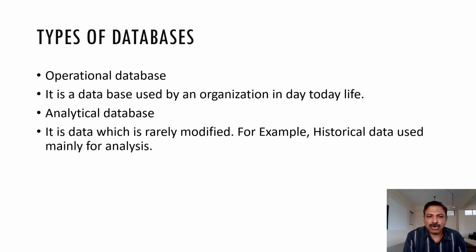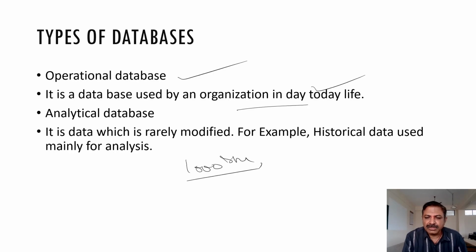Now the types are operational database. If you perform some operations, for example, in day-to-day life, if you take a college, how many students are there? Some thousand students are there in the college. So automatically, did they pay the fees or not? Suppose they pay the fees, we'll write paid there or remove their name from the list. If students have not paid, they will be in the not-paid list, so we can modify the data. Data is used by an organization day to day. How many students are admitted at what date?